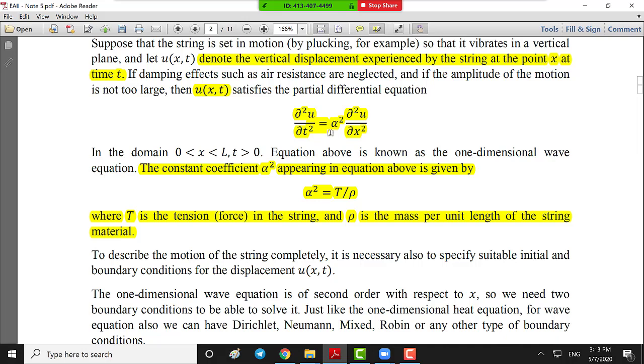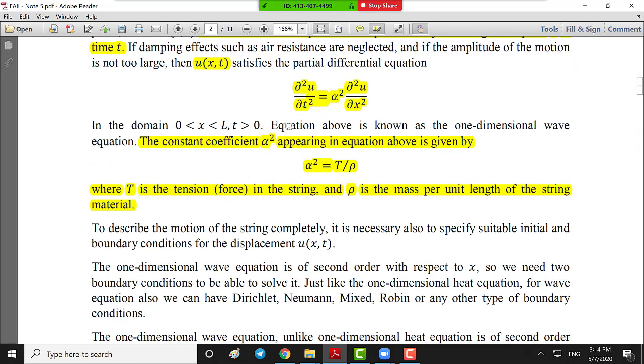Now, here is the major difference between the wave equations and heat equations. Here, it is not enough to have only one initial condition. We need two initial conditions in order to be able to solve this. Let me repeat that. The number of boundary conditions that we need in order to solve a PDE is equal to the order of derivative with respect to the space variable, which here is x, and the number of initial conditions that we need is equal to the order of derivative with respect to time, which here is 2. So we need two boundary conditions and two initial conditions.